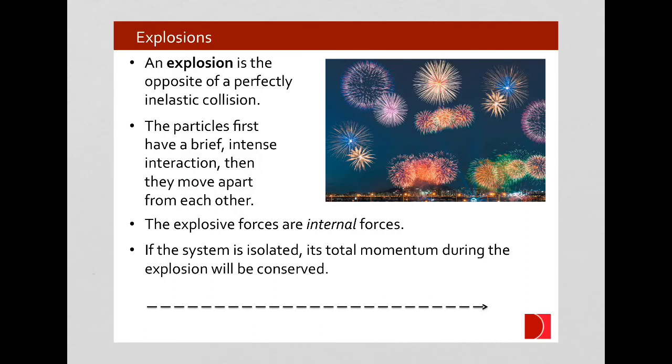A special case of collisions are explosions. An explosion is the opposite of a perfectly inelastic collision. When we talked about a perfectly inelastic collision before, you had two pieces or two objects that collided and stuck together and moved together as one after the collision. An explosion is the exact opposite. You have particles that are moving together as a unit, and after a brief, intense interaction, those particles move apart from each other. So instead of colliding and forming one object, they are one object that breaks apart and moves apart in separate situations or separate directions.